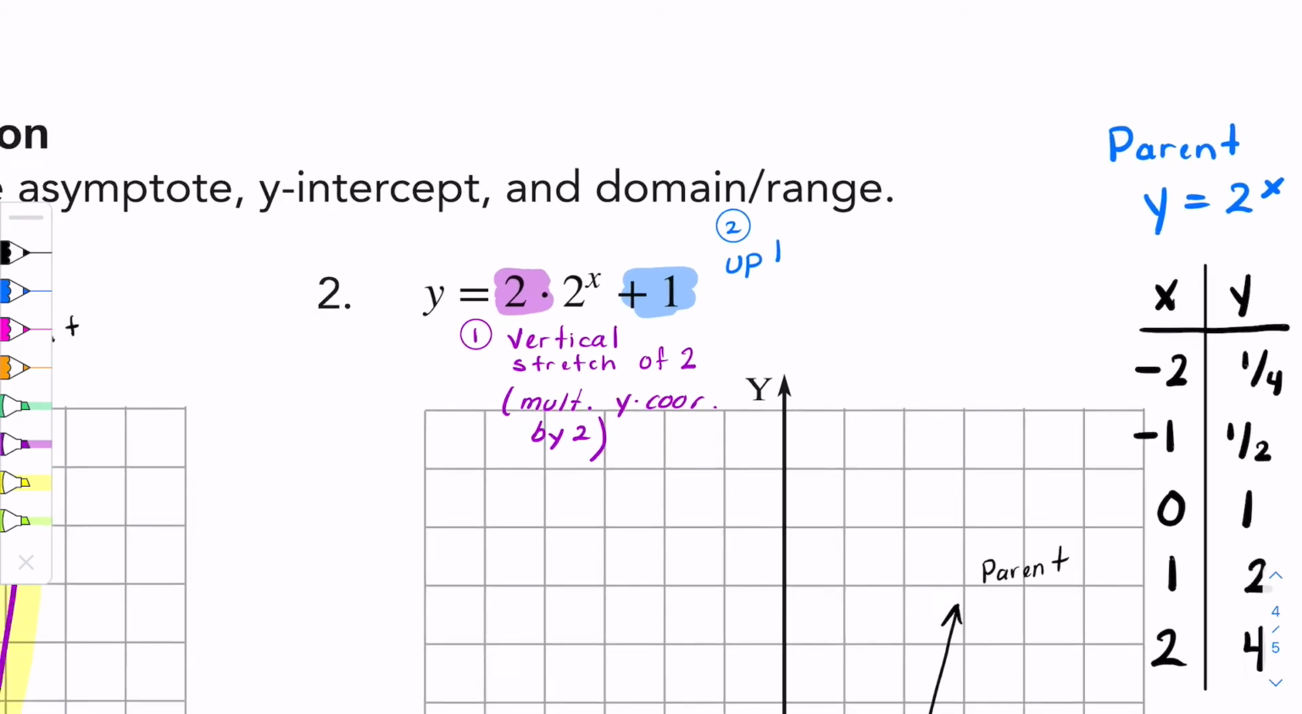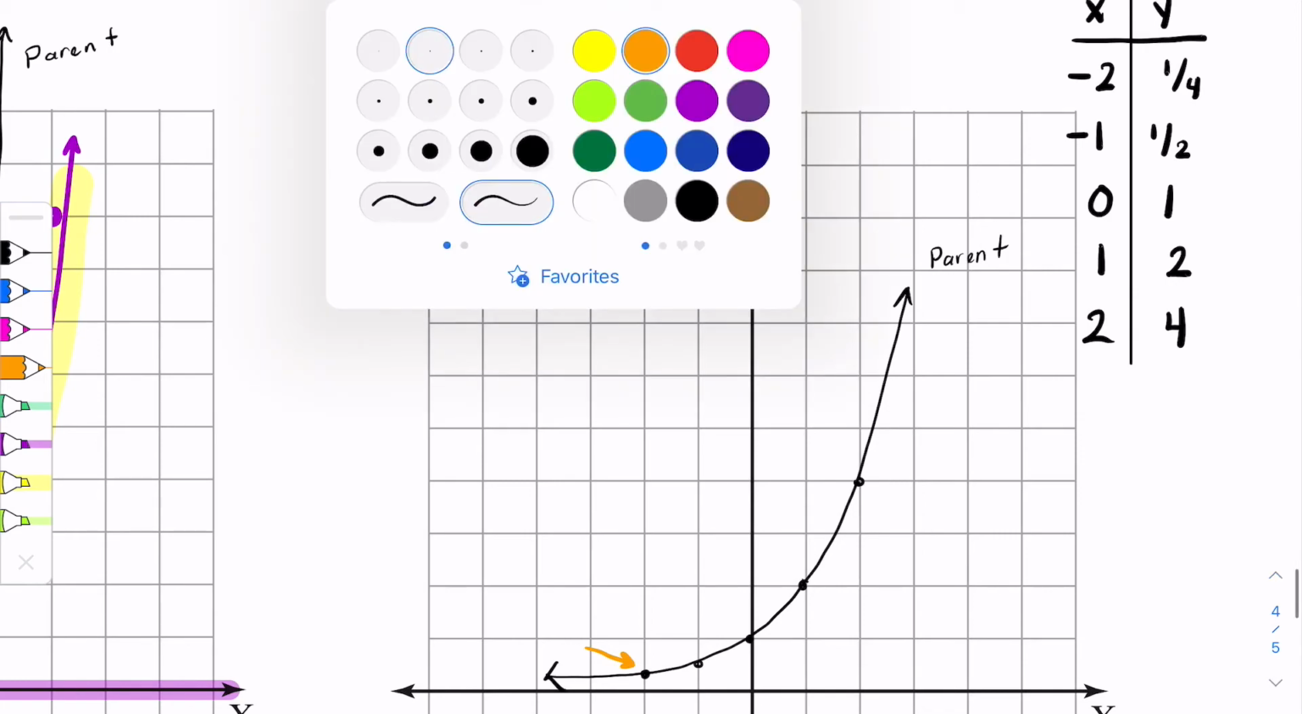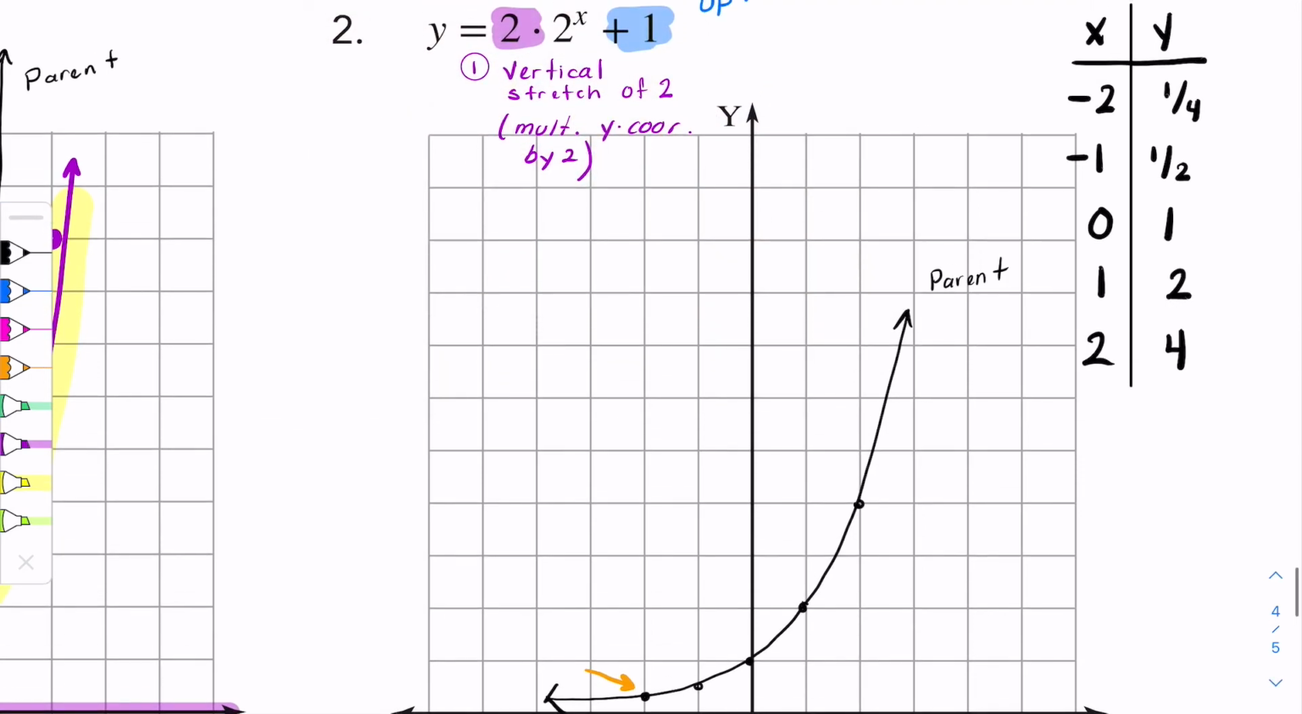So to perform these transformations, I'm going to come down to my parent graph. I like to look at the point right in the coordinate plane and multiply my y coordinates, but you could do it off to the side. You could do it on the table. We just made a table of values. So if you want to, you could come over here. You could multiply every point by 2.